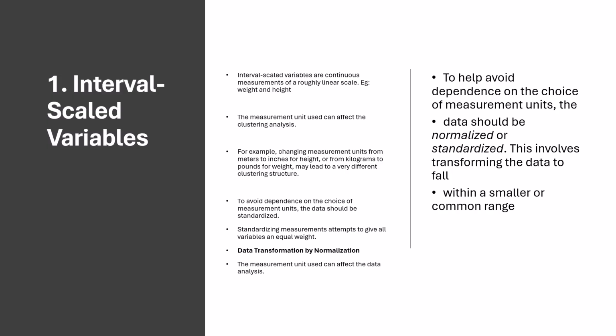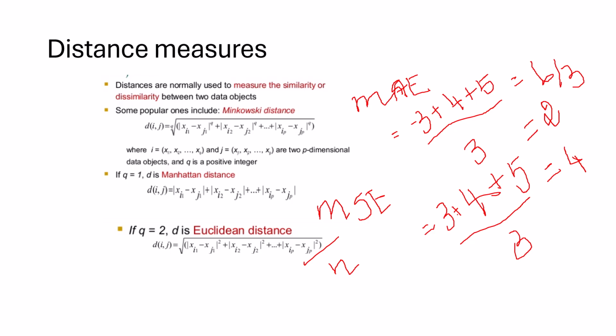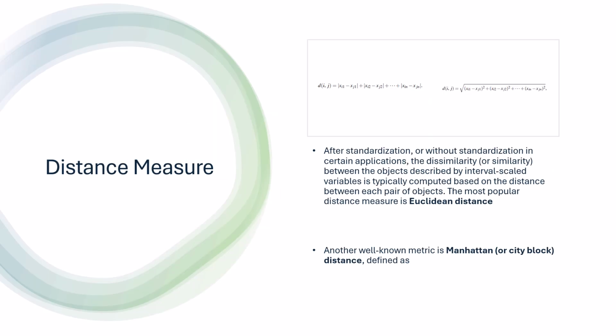So, data transformation by normalization. The measurement unit used can affect the data analysis. To standardize the measurements, one choice is to convert the original measurements to unitless variables. Three different distance measures are available. Distances are normally used to measure the similarity or dissimilarity between data objects. Some popular ones are the Minkowski distance, second the Manhattan distance, and third the Euclidean distance.